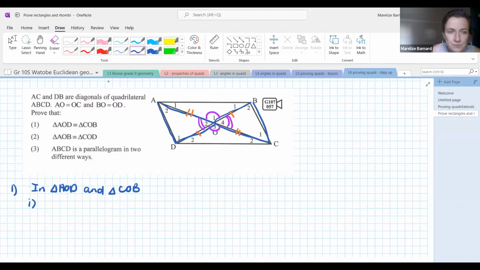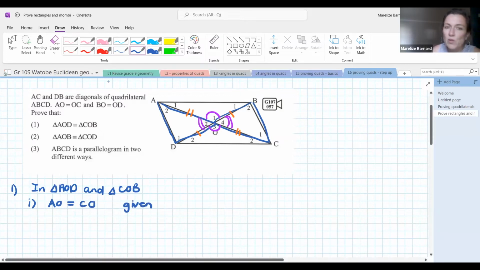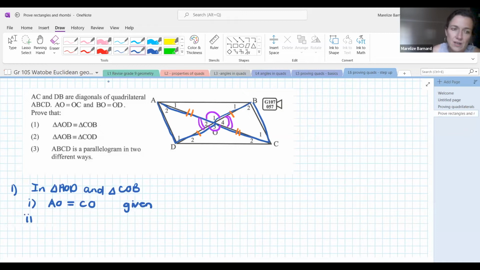We've got AO equal to CO, and that is given. Remember, if you use a color for what is given, you just look at the color, then you know, oh, that's given. And then you just write given. You don't even have to think about it again. And then we're going to say DO or OD is equal to OB, and that is also given.